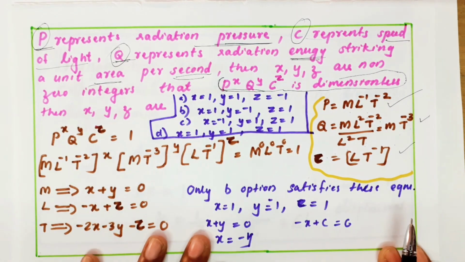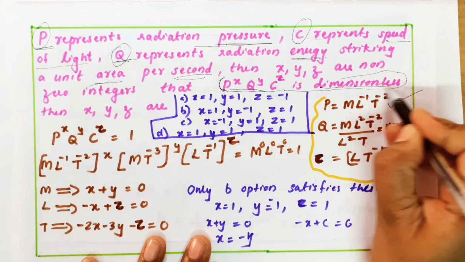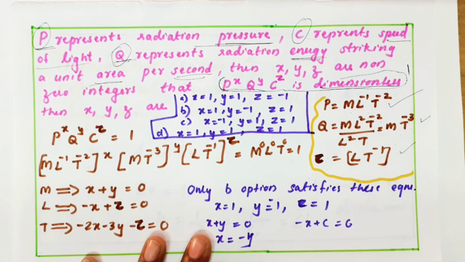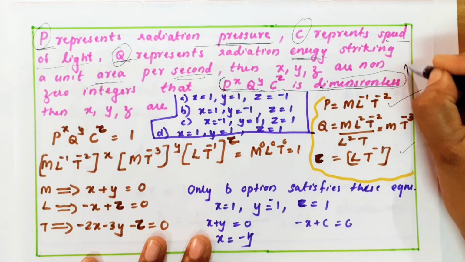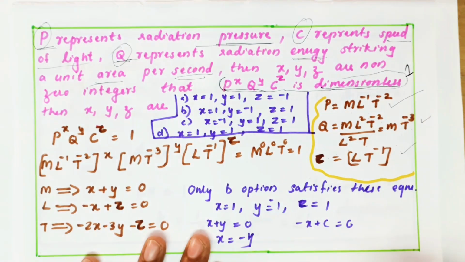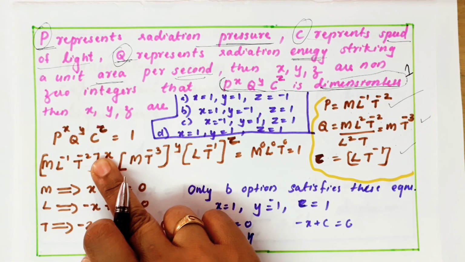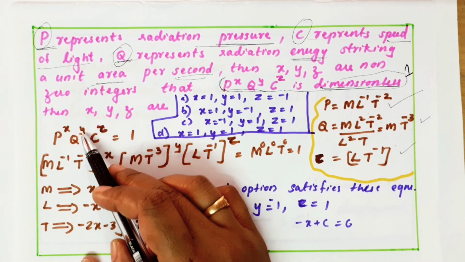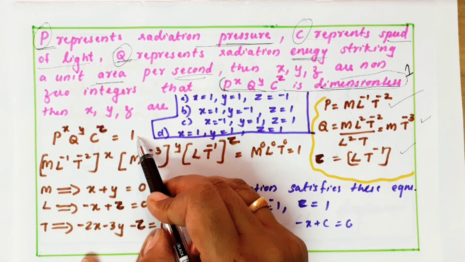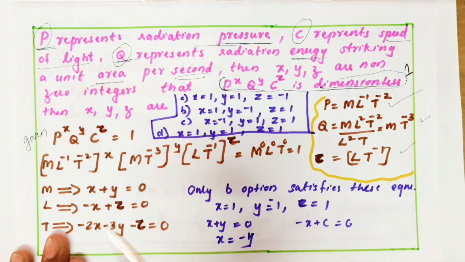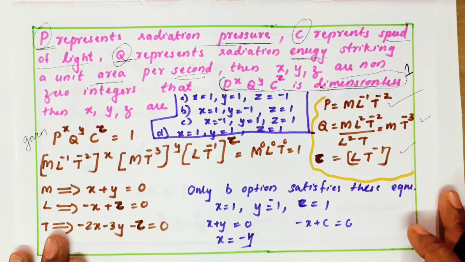What is the meaning of dimensionless? Dimensionless means the dimension is 1. Very important. What is the meaning of dimensionless? Dimension is 1. So I'm writing that as my first step: P power x, q power y, c power z equals 1. This is given in the question. Clear? You write what they are given.